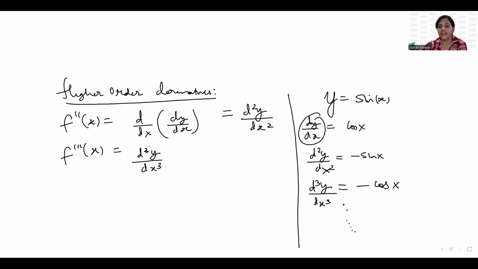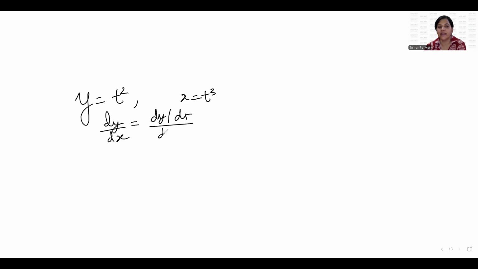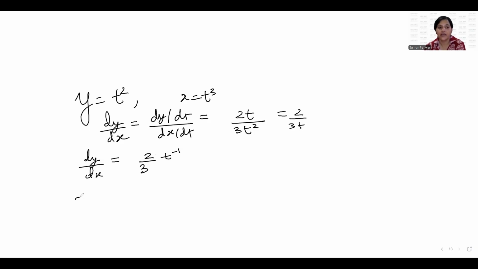Now, there is a trick to calculate the second order derivative of parametric functions. Let's see how. Suppose y is equal to t square and x is equal to t cube. Then dy by dx is, we all know, dy by dt divided by dx by dt by parametric differentiation. Dy by dt is 2t, dx by dt is 3t square, which gives 2 upon 3t. So dy by dx is coming out to be 2 upon 3 times t power minus 1. Now, suppose I want to calculate d2y by dx2.